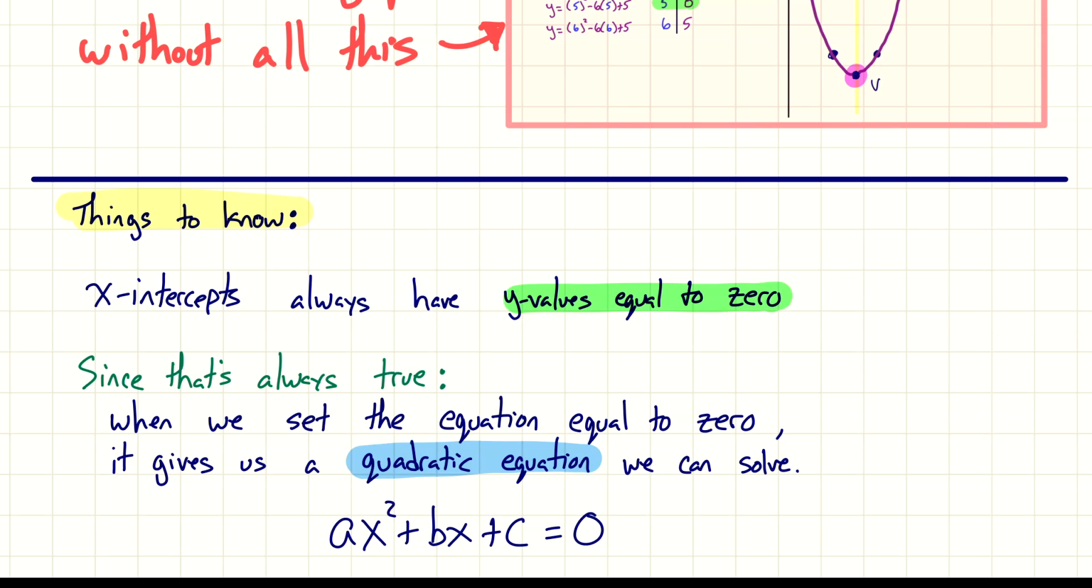Since that's always true, when we set the quadratic function equal to 0, that's what gives us this quadratic equation in standard form. And so I should probably write that. So this is what we call standard form. You'll notice this is very familiar to us. We've worked with quadratic expressions before. The only difference now is this is an equation that's equal to 0.